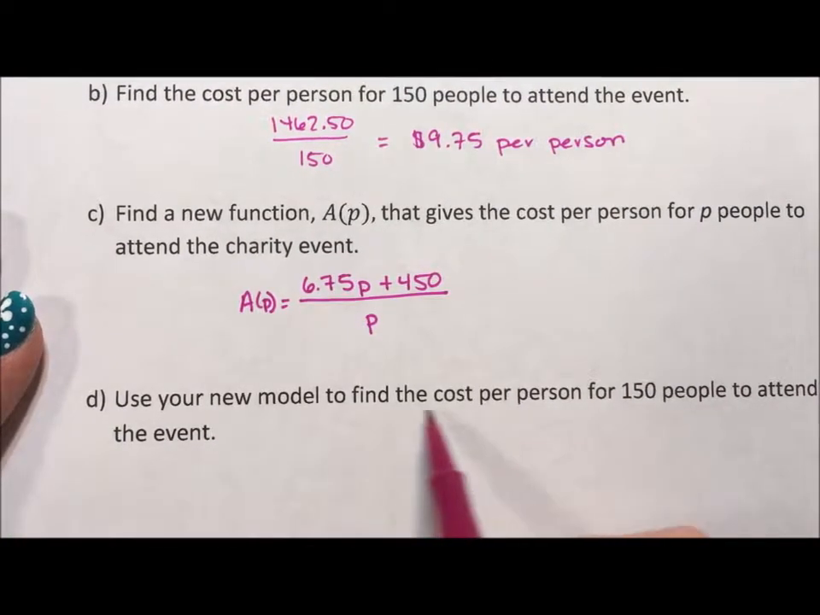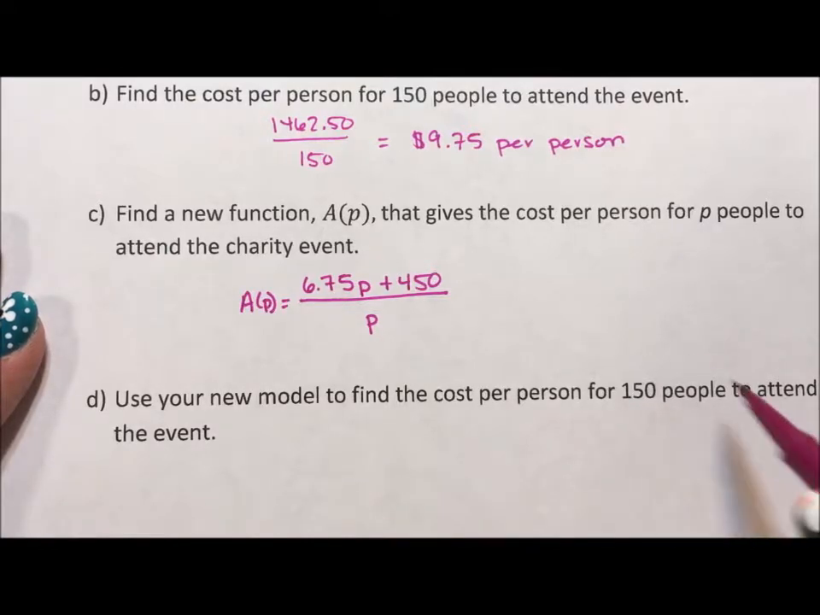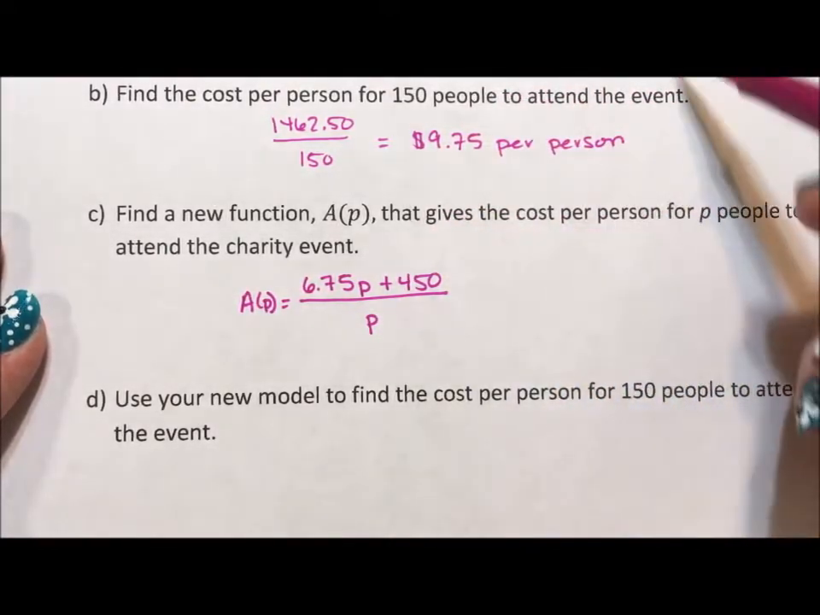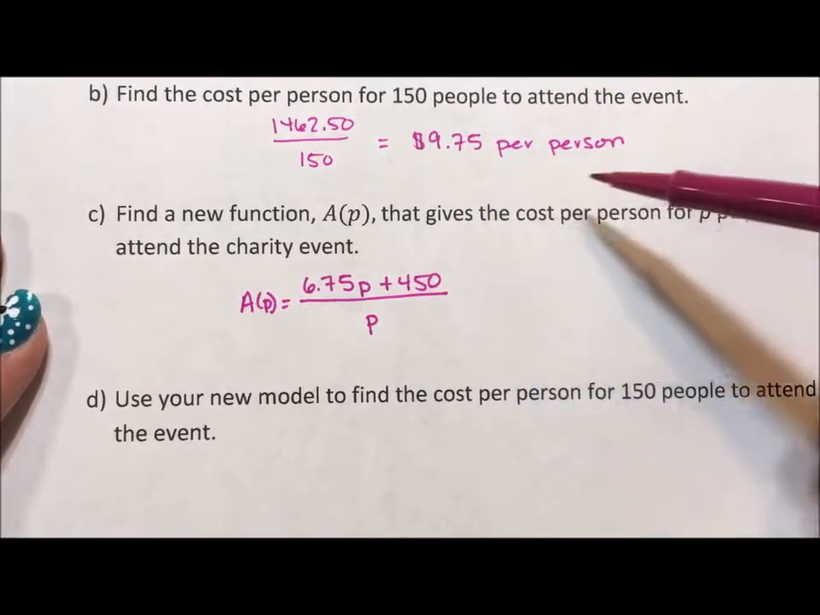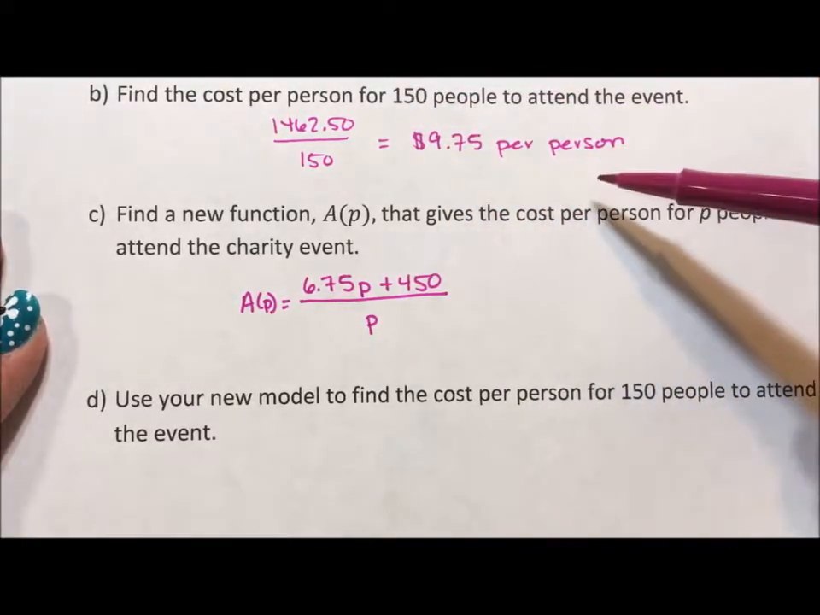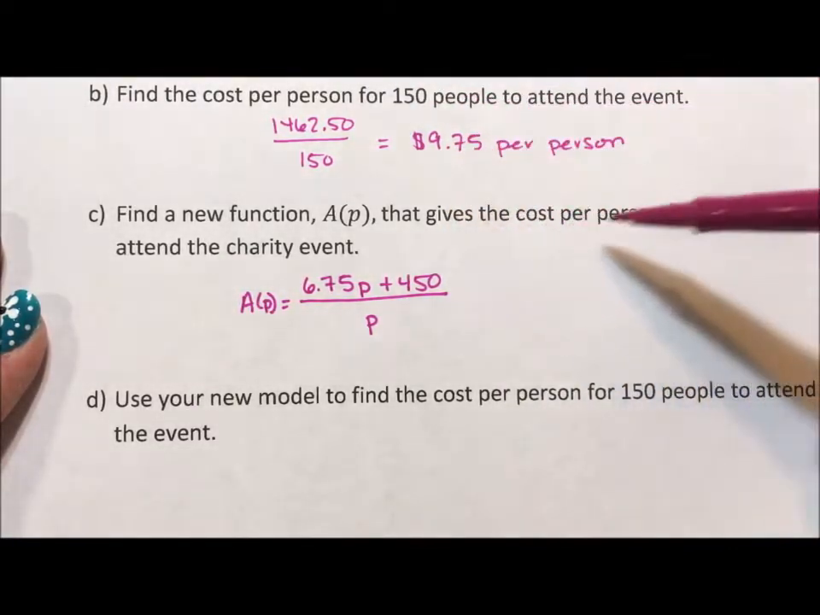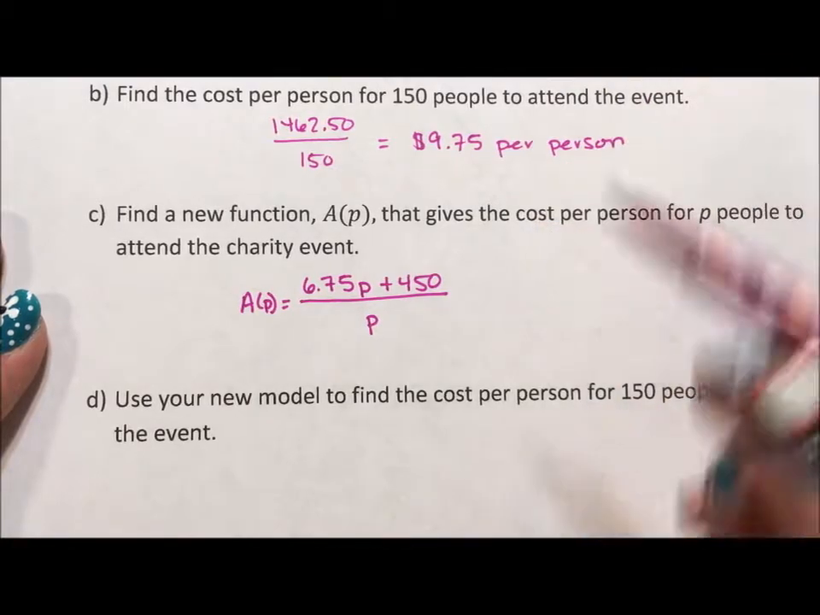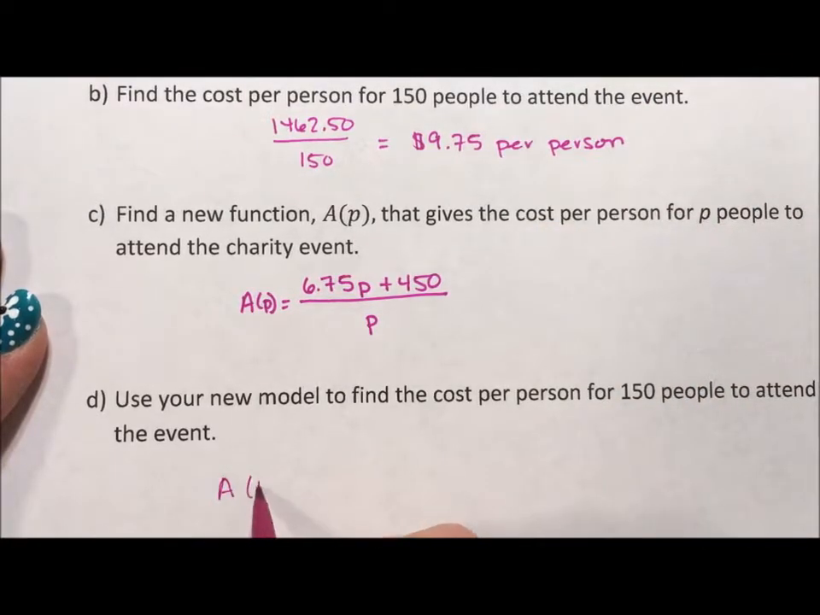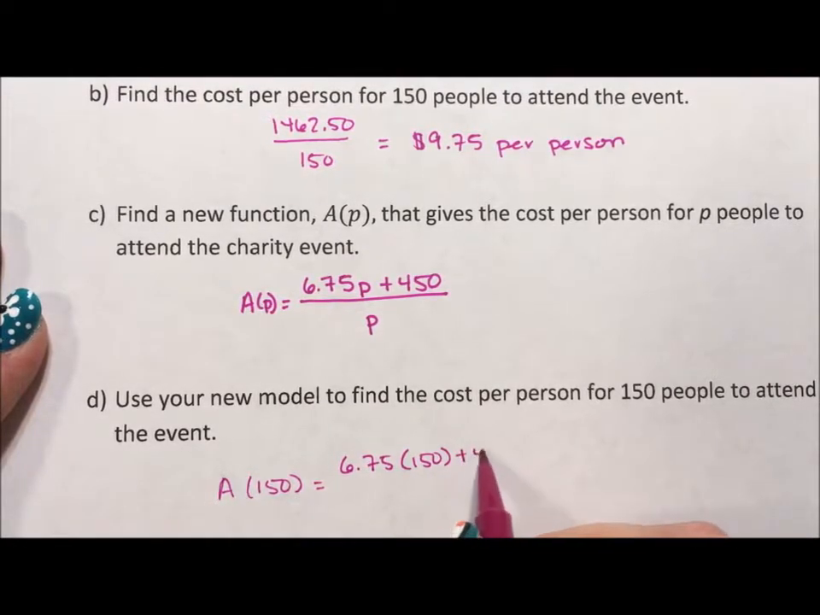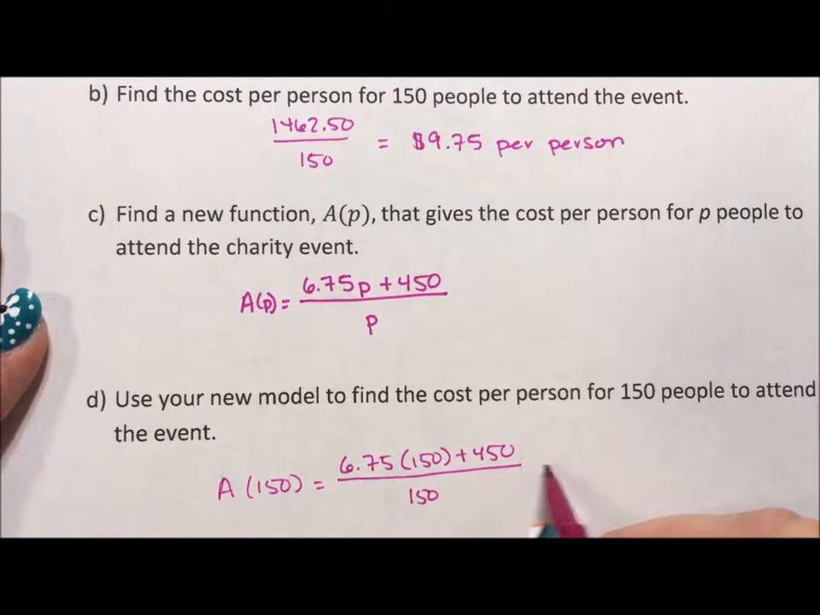Use your new model to find the cost per person for 150 people. So again, we're swinging back into what we did up here, making sure this new model we created does indeed give us the same answers that we got before. So A of 150 is 6.75 times 150 plus 450, all divided by 150. And if we throw this into our calculator, sure enough, we get $9.75 per person.